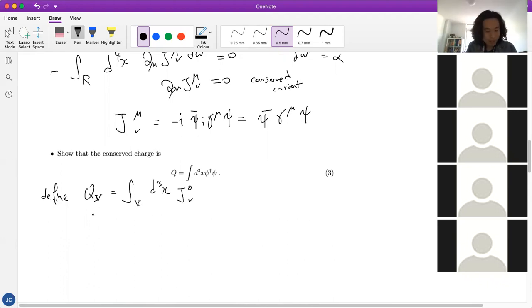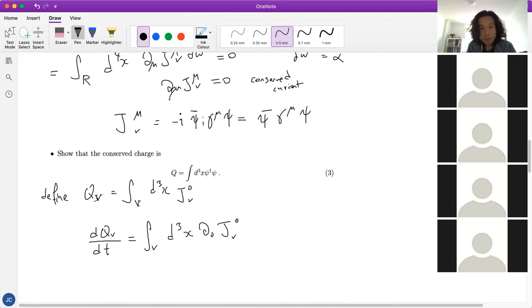So this is kind of like a statement. We have to check that this actually is a charge and is actually conserved. So usually to do that is dQ_V/dt, check that it's actually constant in time, so it's conserved. Then we get the integral d3x of d0 J0 nu. So d0 is just d/dt, going in here.